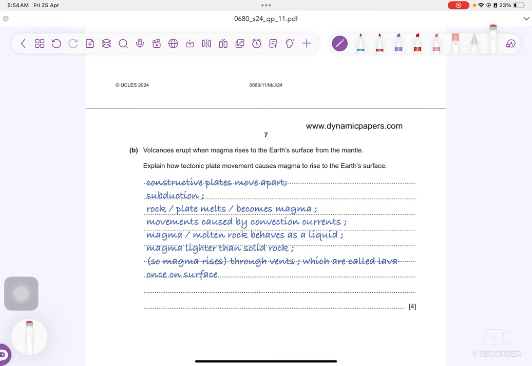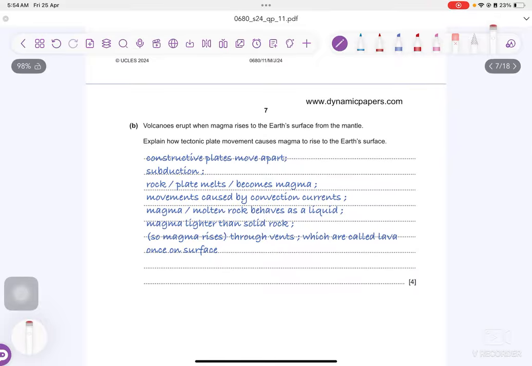Next question is talking about volcanoes. Volcanoes erupt when magma rises to the Earth's surface from the mantle. Explain how tectonic plate movement causes magma to rise to the Earth's surface. So we're going to explain volcanoes, okay? And you should know that earthquakes happen during volcanic eruptions. So earthquakes are the signal people use to know a volcanic eruption might happen. It doesn't necessarily happen, but volcanic eruptions are associated with earthquakes.